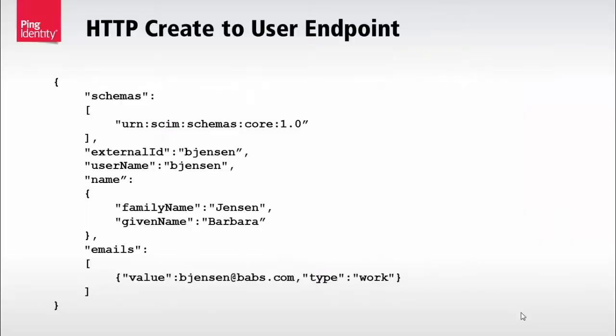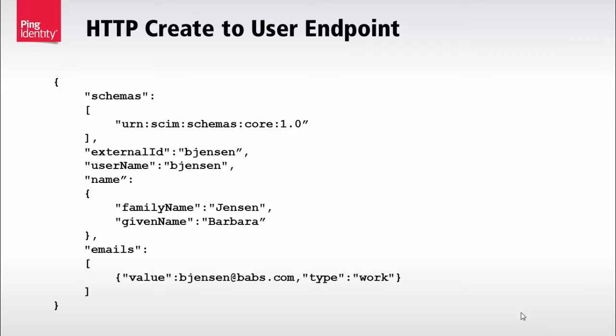So here's an example of a create, right? It's pretty human readable. You can actually see what's happening here. You're creating somebody. The external ID means that's the enterprise, right? The enterprise calls you B. Jensen, right? You may not be B. Jensen in the cloud app, right? So there's a loose coupling that occurs there.